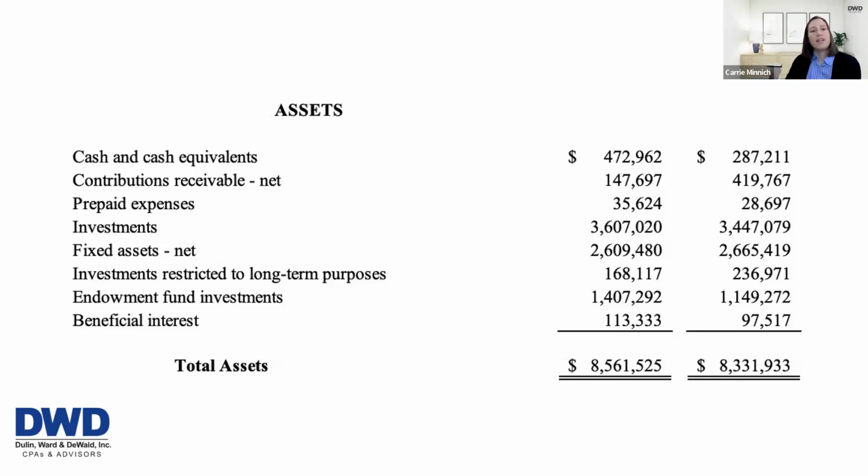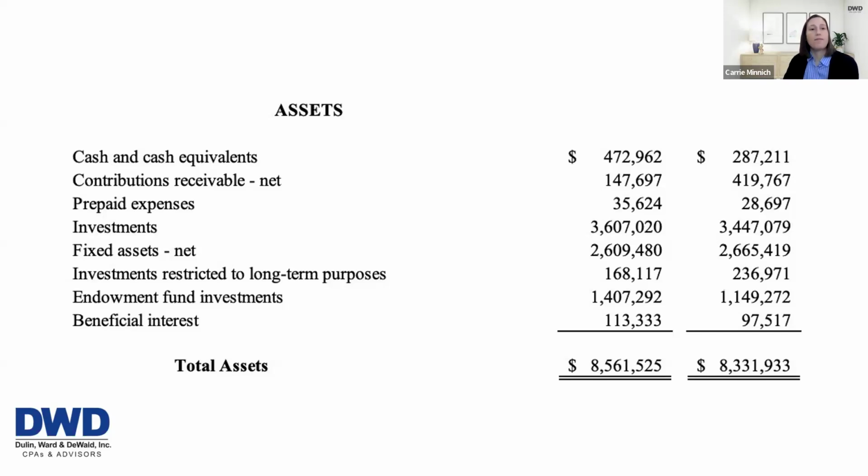Another common prepaid is when you make a down payment for an event. Let's say you're having a fundraiser next year and you had to put a $2,000 deposit to hold the facility. Because you haven't used that facility yet, but you have paid for it, it's for a future period, that again goes in prepaids. Next, we have investments.